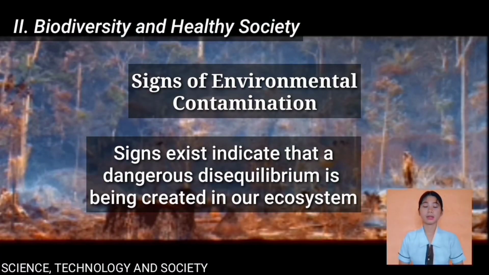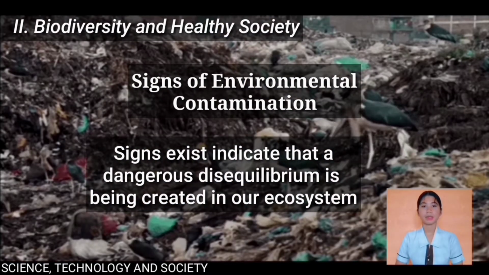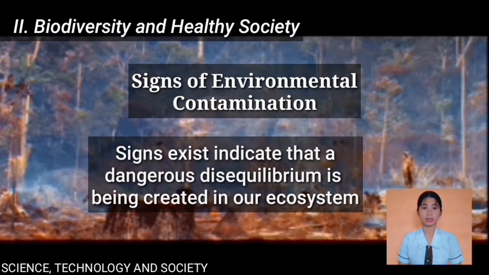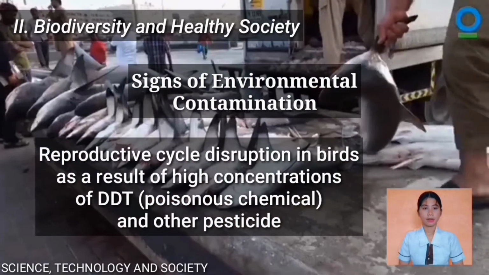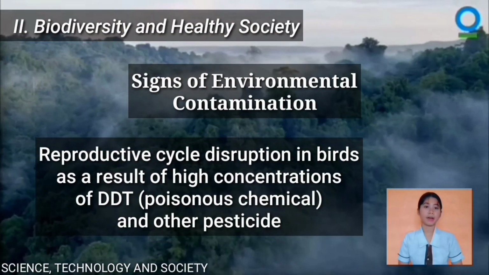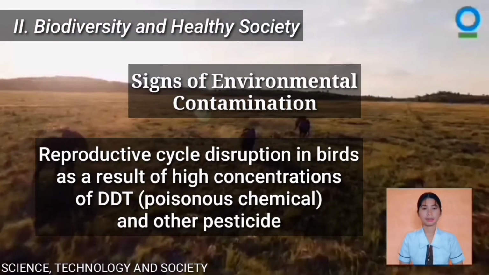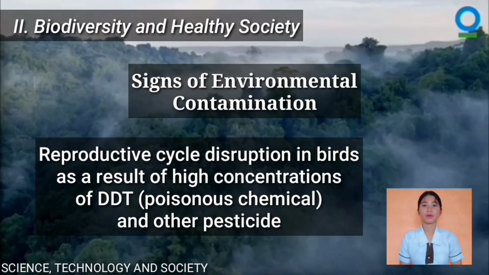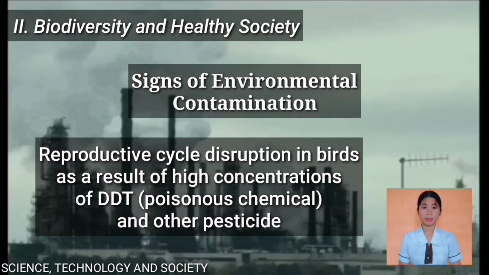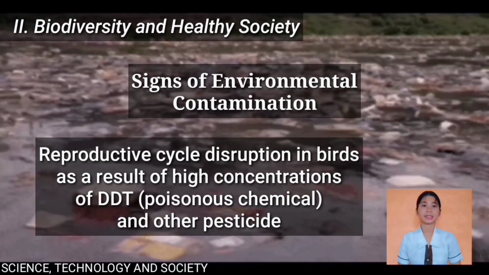This environmental contamination is caused by chemicals, byproducts, and other contaminants due to unhealthy surroundings. For example, the reproductive cycle disruption in birds as a result of high concentrations of DDT and other pesticides. The birds get their food from the plants in our surroundings, and it harms them because the plants they eat have pesticides.